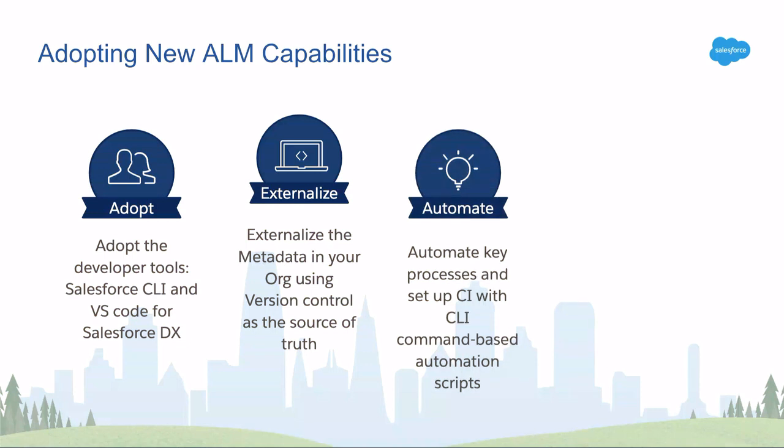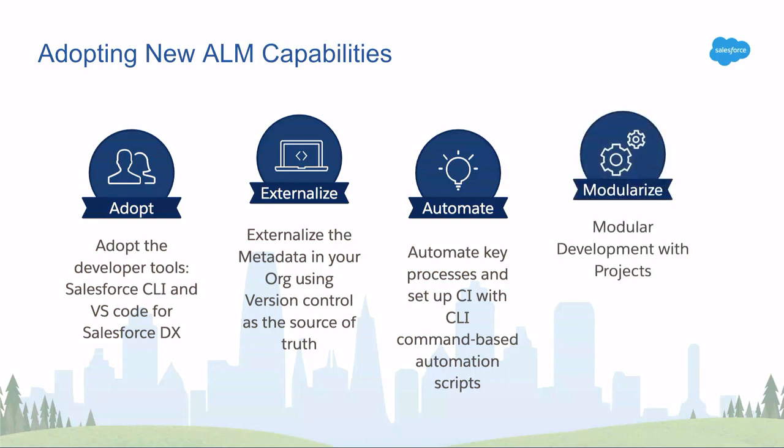You can then start automating key processes. As soon as you have things in a VCS, you can start looking at using a CI and CD tool. And we have a lot of steps to help you get started with that approach. We also have Trailhead modules that walk you step by step on adopting that tooling. And then finally, you can start looking at modularizing your projects.